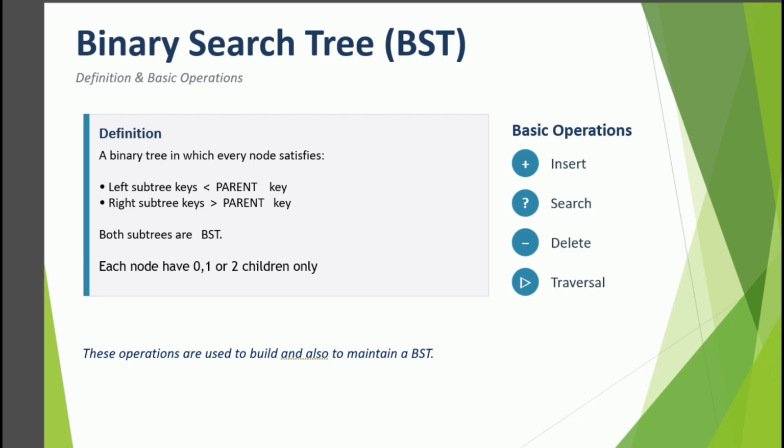A binary search tree is a binary tree where all left subtree keys are smaller than the parent and all right subtree keys are greater than the parent. Each node can have at most two children. Binary search tree supports operations like insert, search, delete, and traversal. For traversal, there are three methods: in-order traversal, pre-order, and post-order traversal.